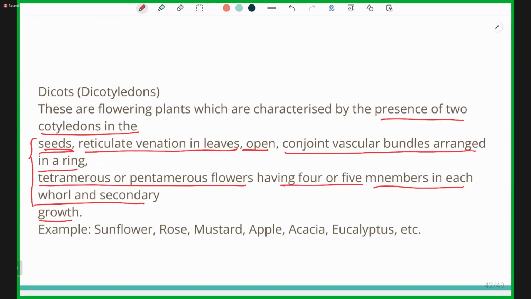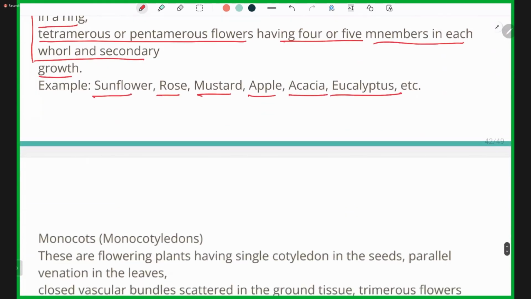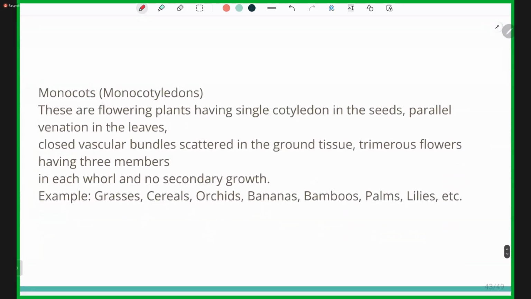So the flowering plants, they are characterized by the presence of two cotyledons in the seed. So there are two cotyledons present. If we have seen a chickpea seed, it has two cotyledons, with reticulate venation in the leaves and open conjoint vascular bundles which are arranged in a ring, and tetramerous to pentamerous flowers. The flower will have 4 to 5 members in each whorl, and secondary growth is present in dicots, such as sunflower, rose, mustard, apple, acacia, eucalyptus, etc. In the monocotyledons, these are the flowering plants having a single cotyledon in the seed.